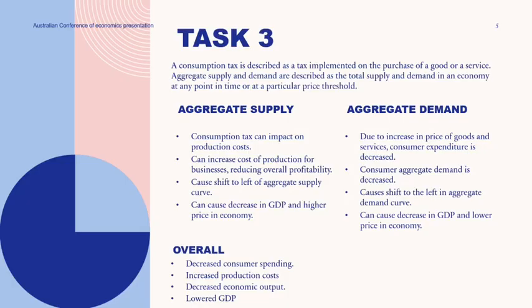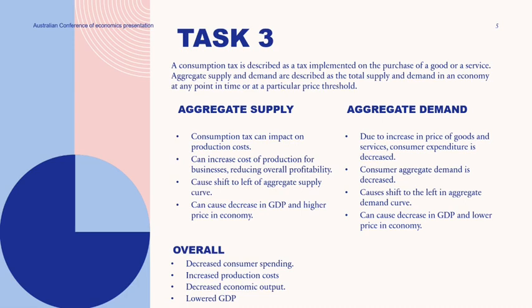To further extend and understand the impact of a VAT tax, the macroeconomic impact of a consumption tax on aggregate supply and demand will be examined for the third example. A consumption tax is described as a tax implemented upon the purchase of a good or service. Aggregate supply and demand are described as the total supply and demand in an economy at any point in time or at a particular price threshold.